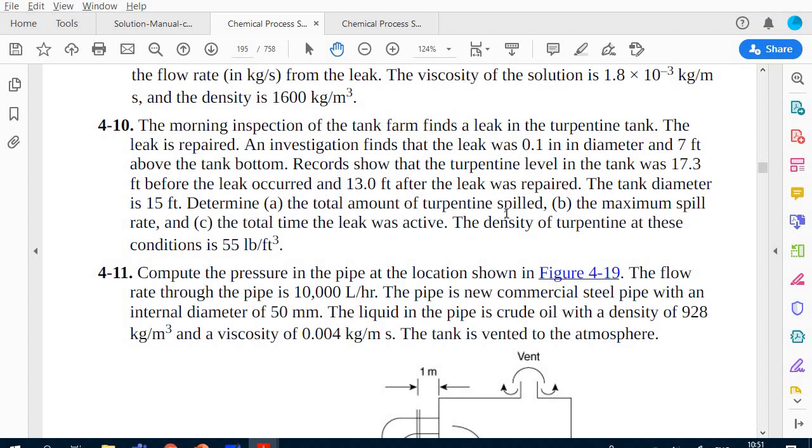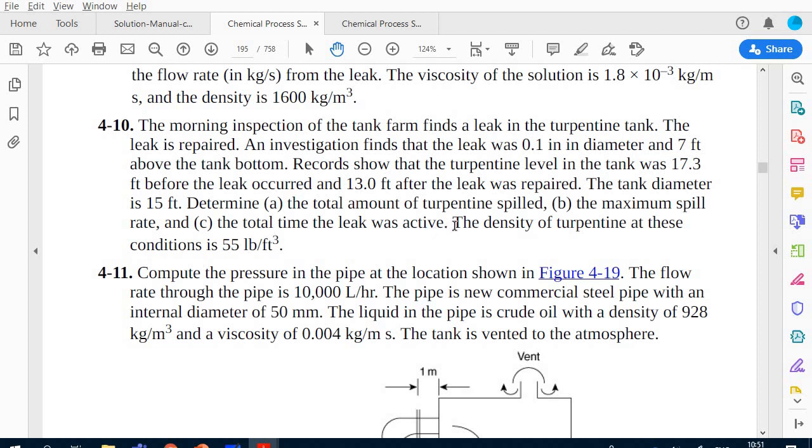We can know the amount. It's not that difficult, by the way, because if we know the difference between these 2 feet, and we already know the area, we can calculate how much amount. However, what is the maximum spill rate? What was the spill rate? Well, the spill rate is the amount that had been down within a certain time, right? And the total time the leak was active.